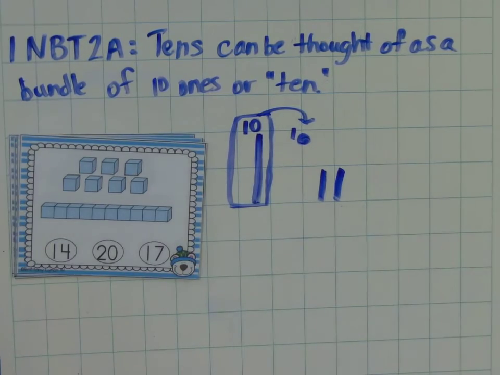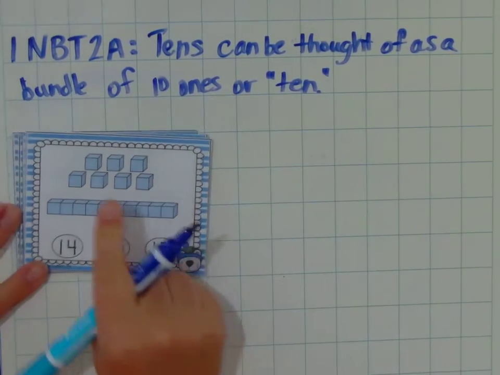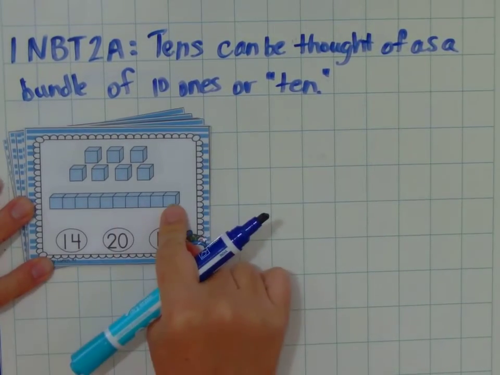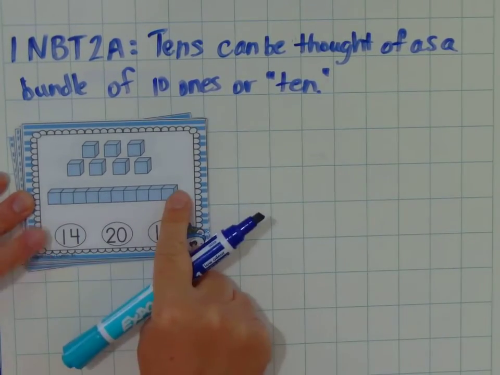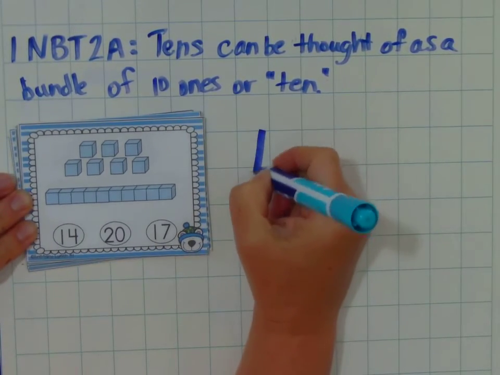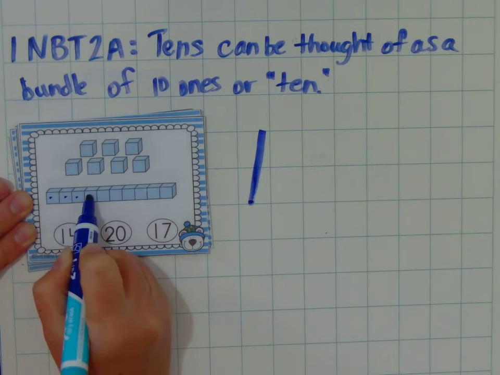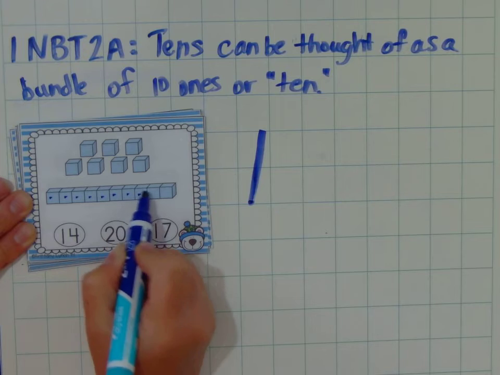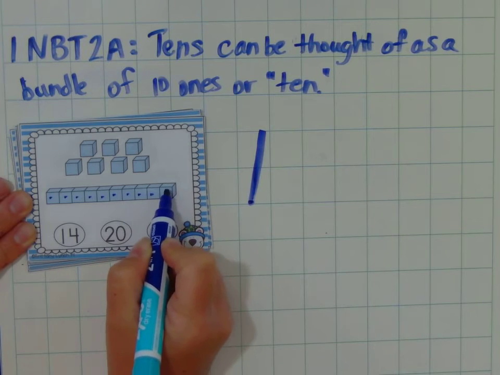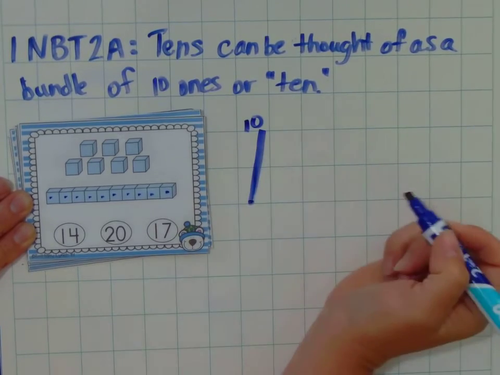Next card. Here we have a 10 stick and more ones. Let's draw our 10 stick. So we have one 10 stick. This 10 stick has a value of 10 ones. 1 one, 2 ones, 3 ones, 4 ones, 5 ones, 6 ones, 7 ones, 8 ones, 9 ones, 10 ones. So we have one 10 stick with the value of 10.